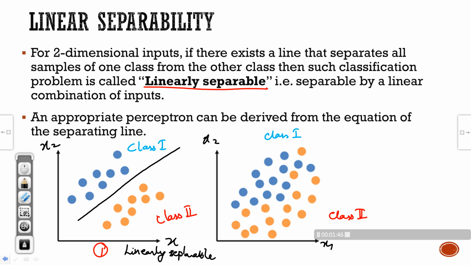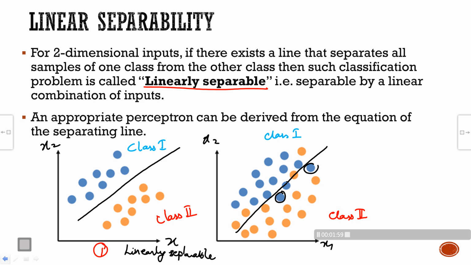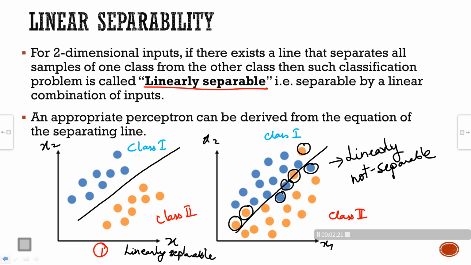But here it is not possible for me to draw a line. If I draw a line, some patterns of class 1 are still lying on the other side, and some patterns of class 2 are lying on the other side. So it is not possible to draw a line and separate. In this case it is called linearly non-separable, or it's not possible to separate the two classes by drawing a single line.